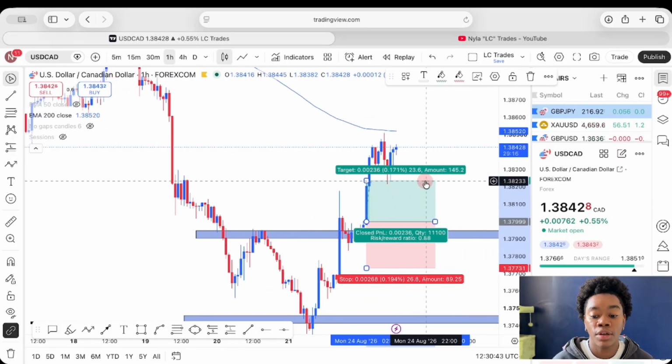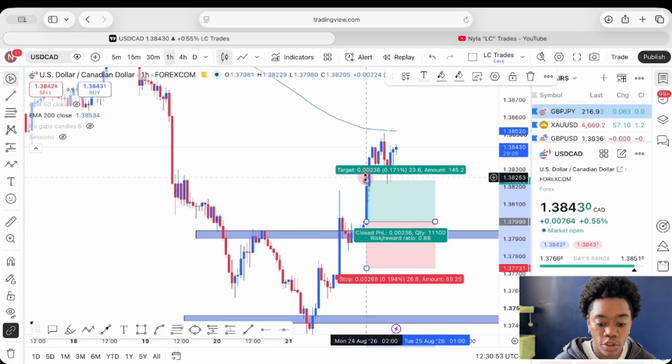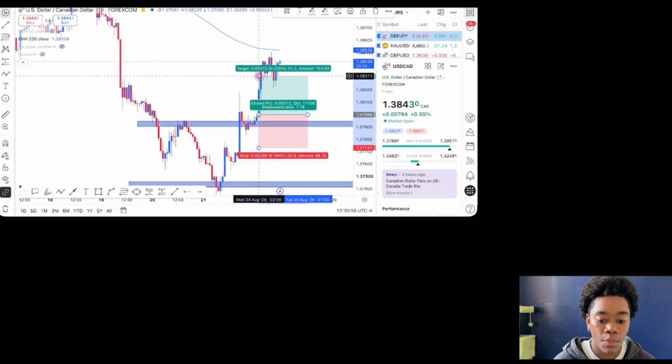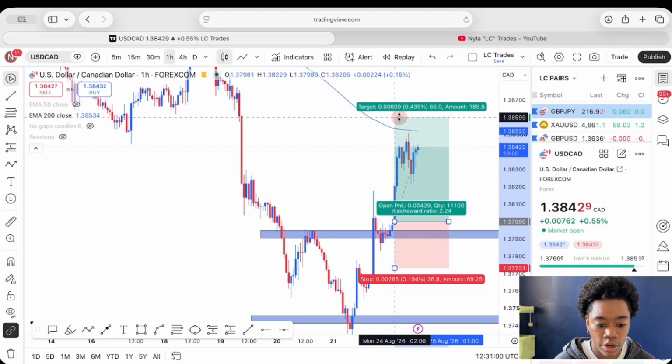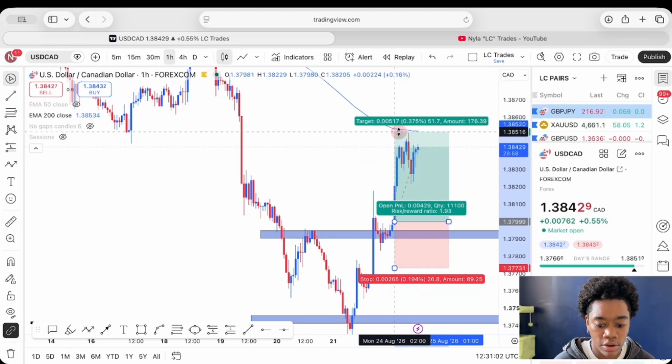So the best advice I can give you guys about setting your stop loss and take profit is you have to do it on the time frame in which you entered your trade. If you entered on the 1 hour, you want to find a 1 hour take profit. Now my 1 hour, what am I doing? My 1 hour take profit would be somewhere around this area right here.